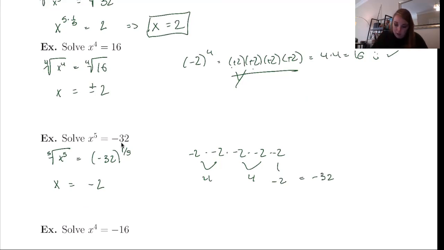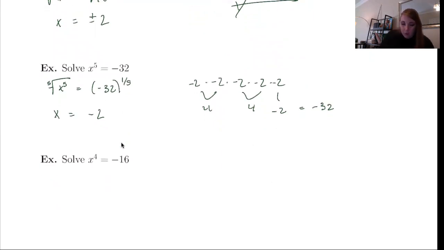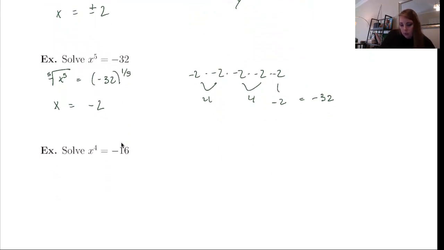So that's why odd powers and odd roots carry the negative through. And it's also why even roots do not. So if I want to do x equal to the fourth root of negative 16, I'm not going to get a real solution back out, right? This would actually be like 4i, no, 2i.